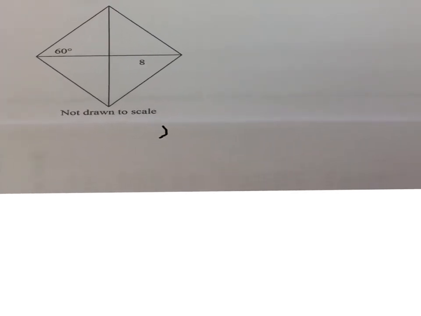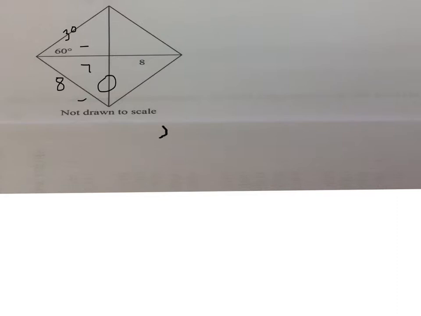So if this is 8 right here, then this is going to be 8. And then these two are going to be the same also. Whatever the top is, the bottom's going to be. The diagonals bisect each other. The diagonals are perpendicular, so they're all right angles. So we get a bunch of right triangles. You should see that 60. You should know that this is a 30, 60, 90.